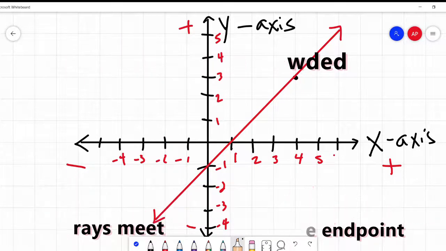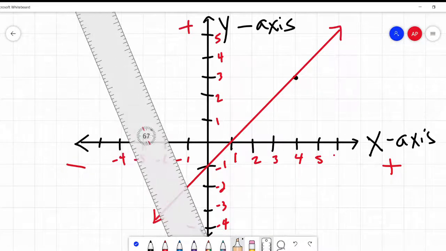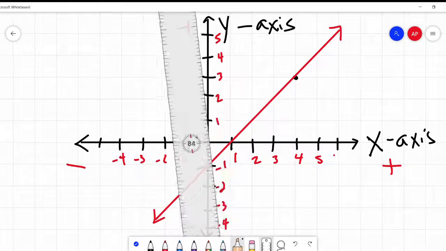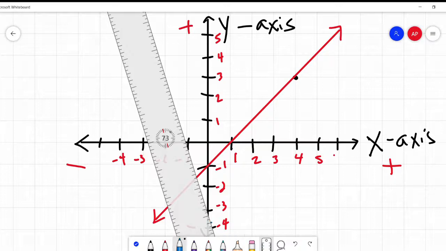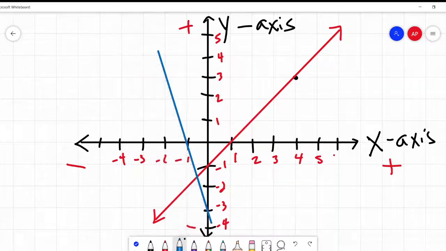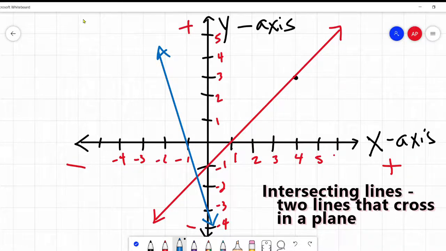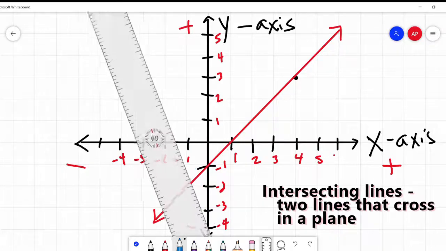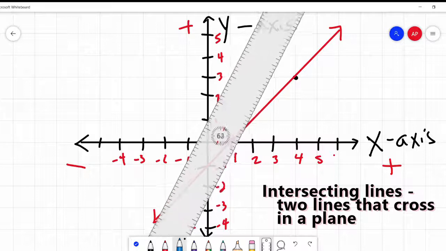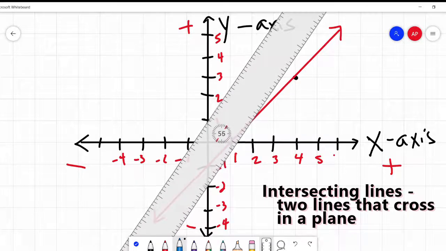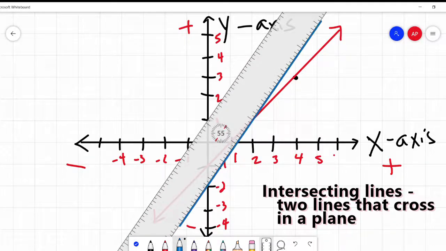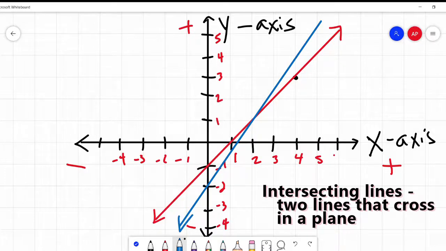Going back to having a line again, if I have two lines that cross each other, say like that, those are called intersecting lines. Two lines that cross each other. And this doesn't have to be any specific little angle for it to be intersecting lines. It could be, say, something like this. Very close to each other. They're intersecting.